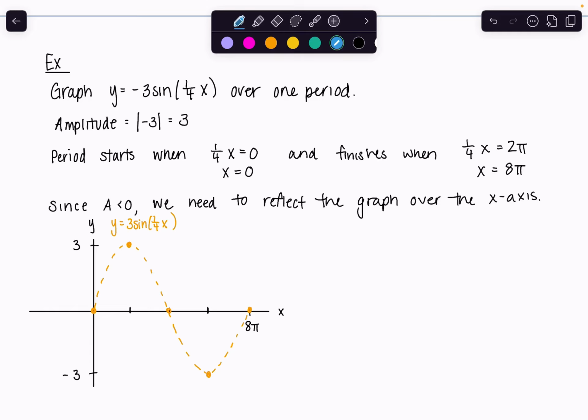But because it's negative, it's going to flip all of those points. Well, flipping anything at 0 doesn't do anything. This point is going to flip down and become -3. My next key value still is 0. This one flips up to +3. And then I land back at 0. So this is what my graph actually looks like over one period.